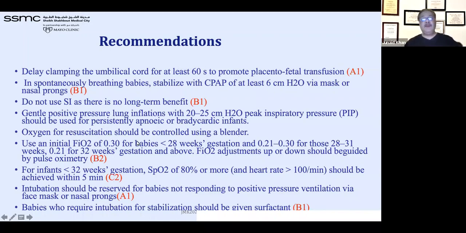Use an initial FiO2 of 30% if the baby is 28 weeks, and then 21% if the baby is more than that, and then titrate accordingly. For infants less than 32-week gestation, SpO2 of 80% or more should be achieved within 5 minutes.